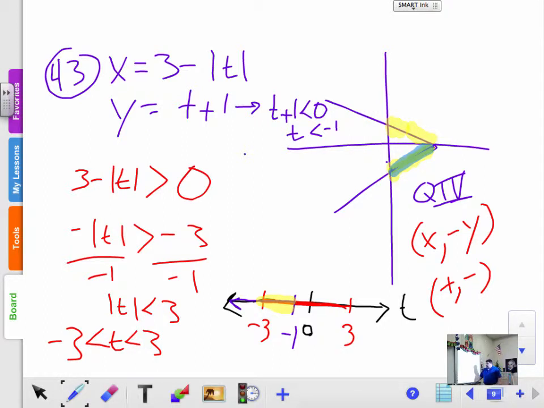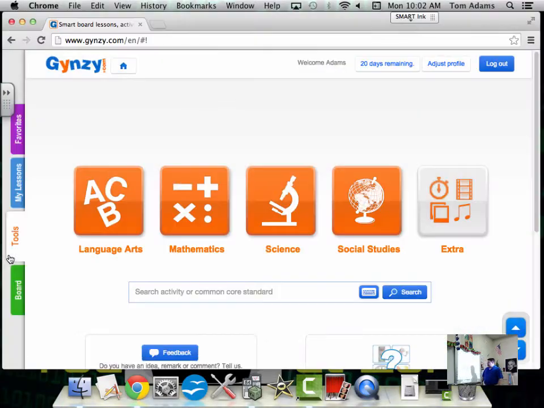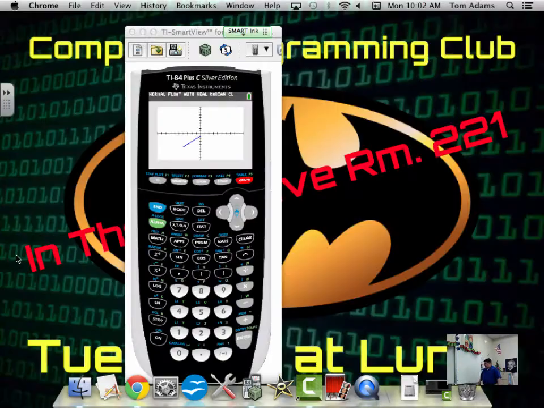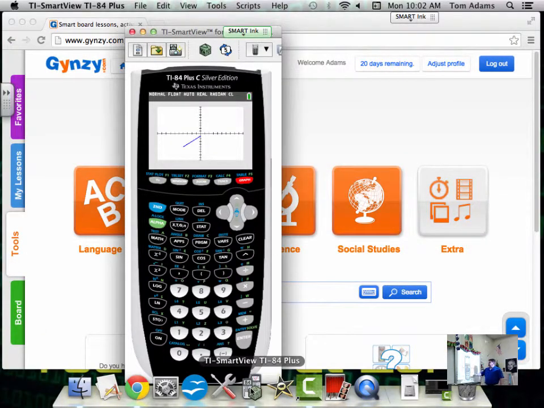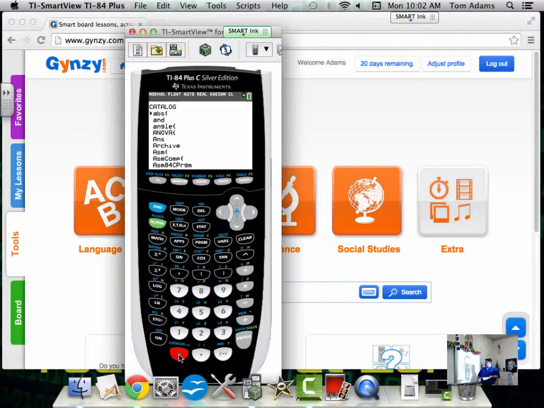Now, one way that I could do that is I could come in and I can graph the equations on my graphing calculator. Now, my graphing calculator is already set up to parametric mode. I would encourage you guys to get yours out and follow along with me. So I'm going to get 3 minus the absolute value of t, and then t plus 1.